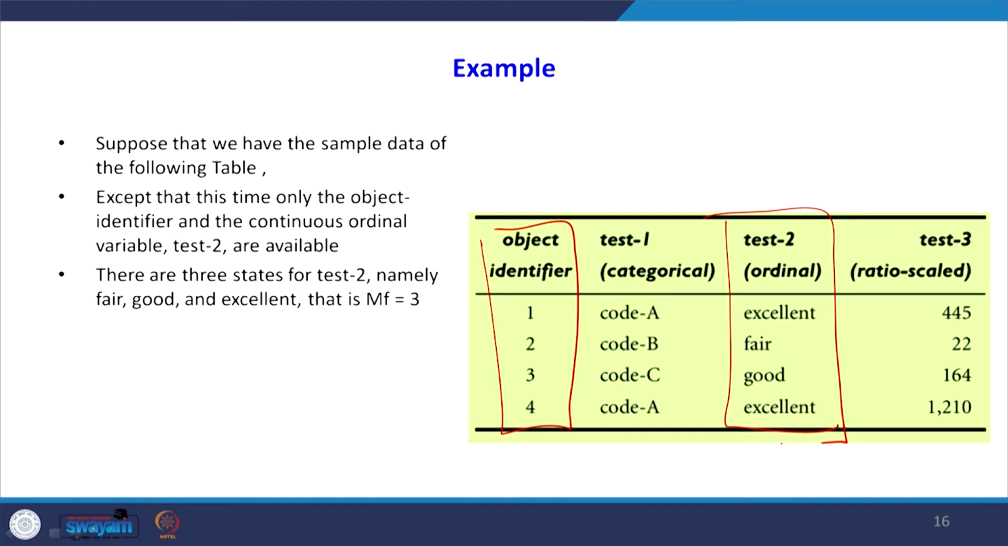Suppose that we have the sample data set for the following table, except that this time only the object identifier and the ordinal variable test 2 are available to us. There are 3 states of test 2, namely good, excellent and fair. So, M_f is 3, because that is the maximum number of states.